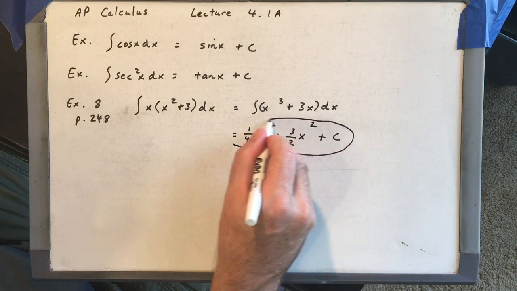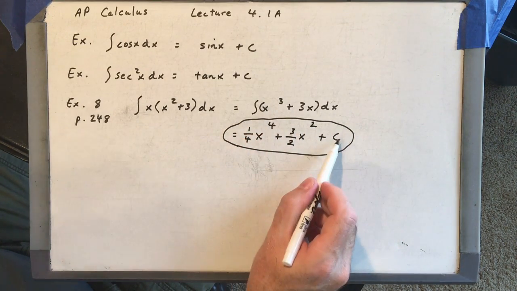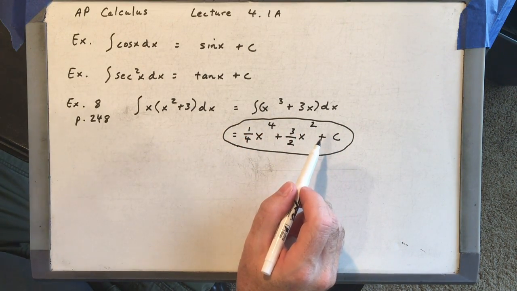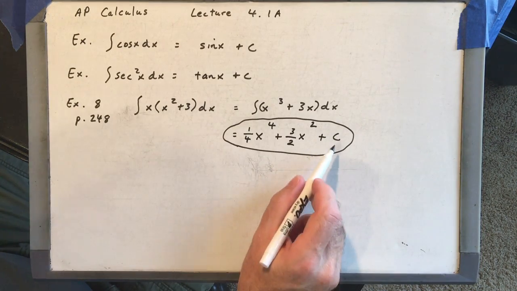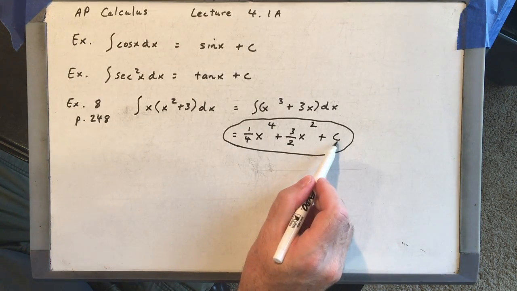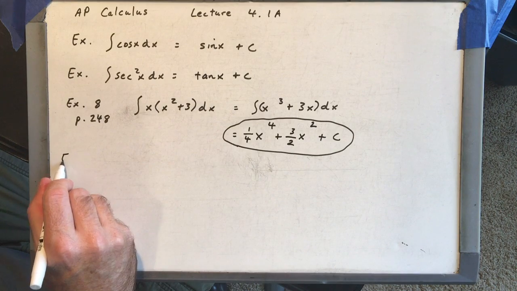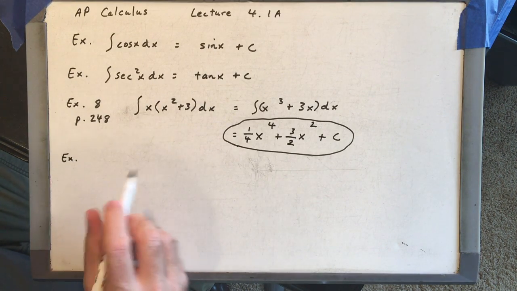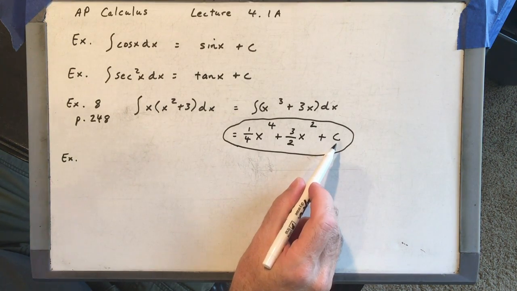I do on the test count off 1 point every time you forget to write the c. Right, that's a big deal in calculus land. I think I had a student one year do that 7 times on a test. I think he made a 93. That's the only thing he missed on the test.